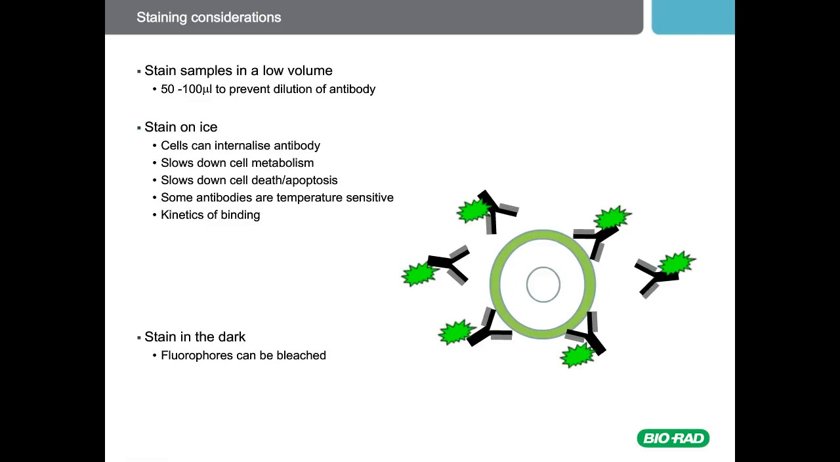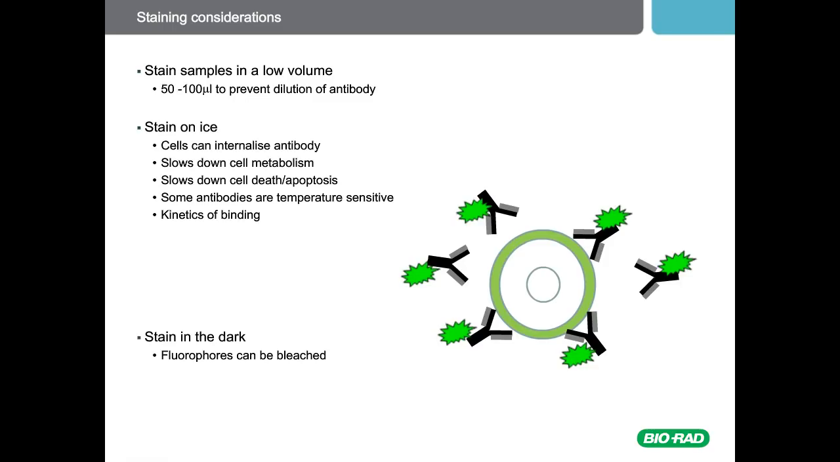Next, if possible, stain your sample on ice. Keeping your cells on ice slows down death and the cell metabolism, maintaining the cell viability, but it can also prevent internalization of your antibody. Some antibodies are temperature sensitive, and the binding is not optimal at 4 degrees, so check the datasheet if you're unsure. Also, some cells and some experiments require the cells to be maintained at room temperature or 37 degrees, so check your experimental protocol.